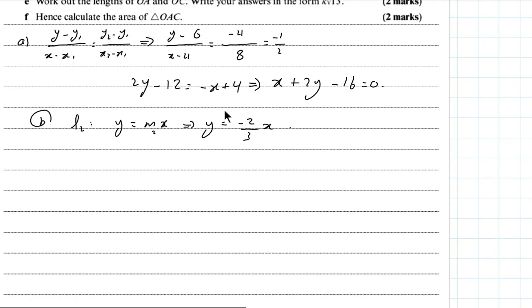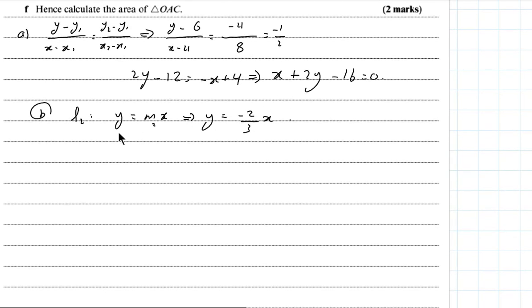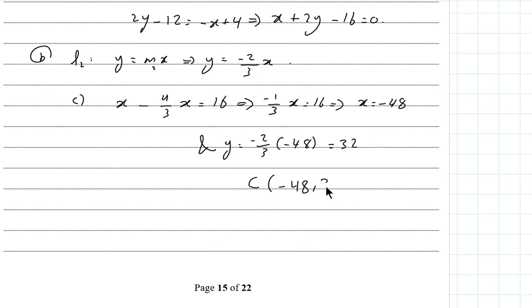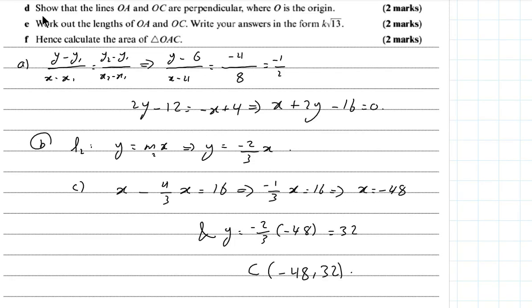Very good. We can solve them simultaneously as the following. We can substitute y with this. So we can write x plus 2 times y, which means negative 2 times 2, negative 4 over 3 x, is equal to 16. x minus 4 over 3 will be negative 1/3, is equal to 16, which means that x is equal to negative 48. And then y will be negative 2 over 3 times negative 48. Negative 48 divided by negative 3 will be positive 16, times 2, it will be 32. So the coordinates of C should be (negative 48, 32).